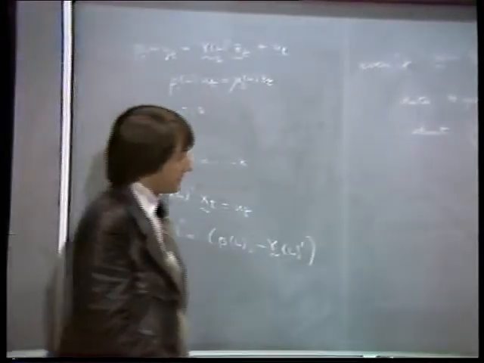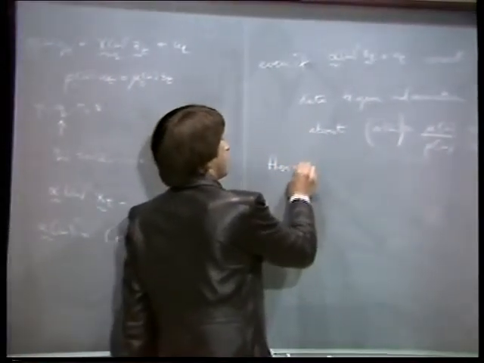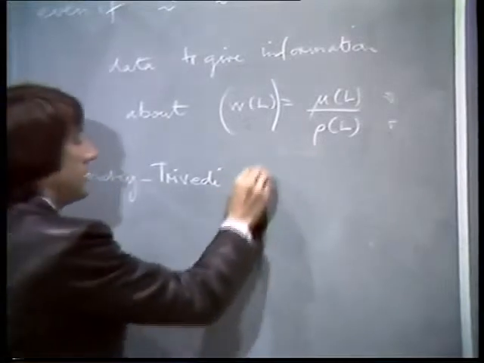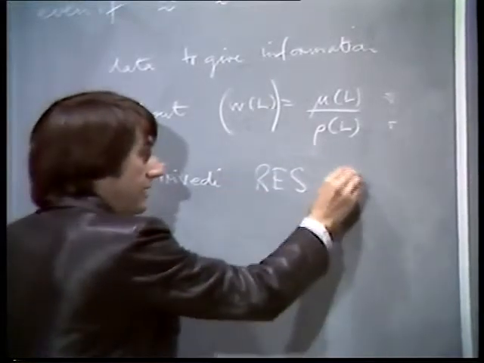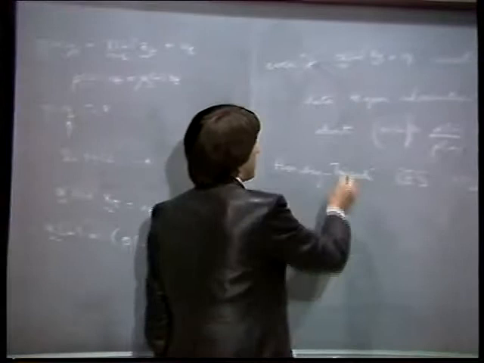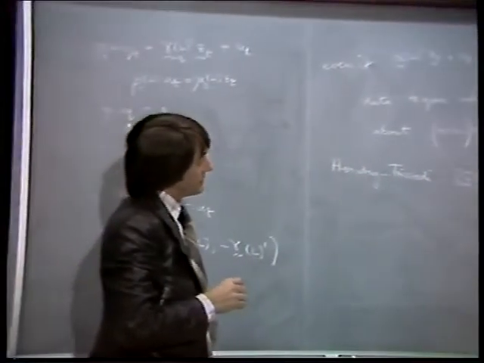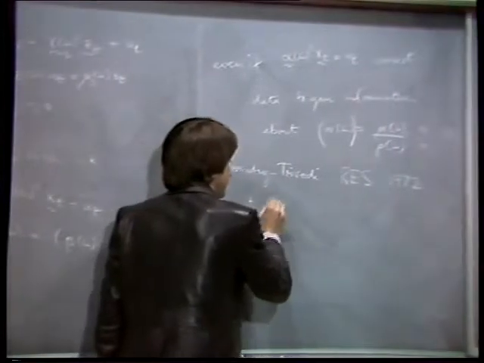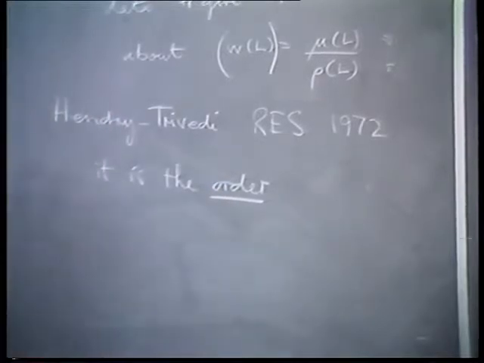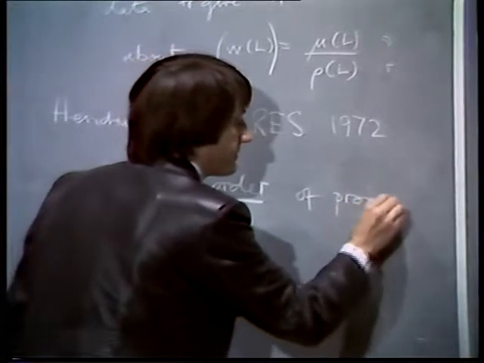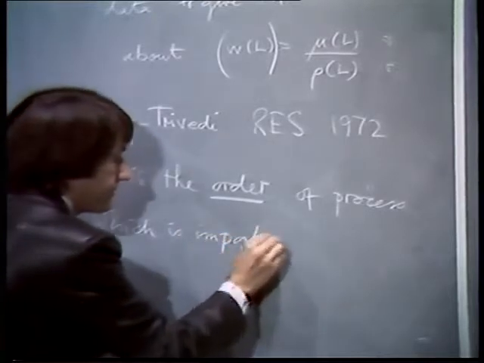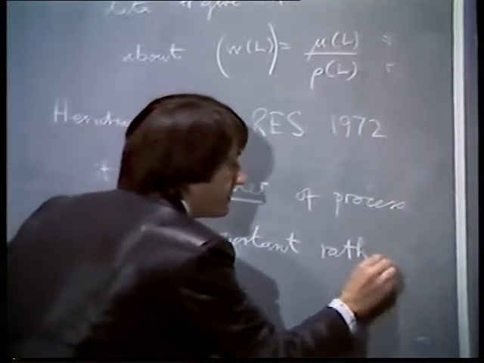And indeed, if we refer to the simulation results of Hendry and Trivedi in the Review of Economic Studies in 1972, what they found in a Monte Carlo study was that it's the order of process which is important, rather than the form.